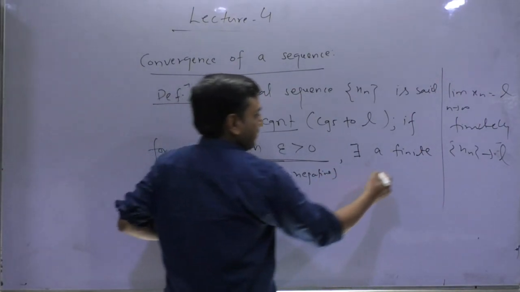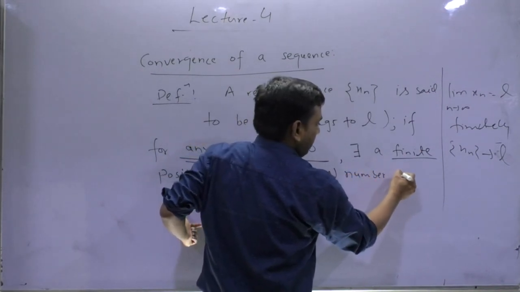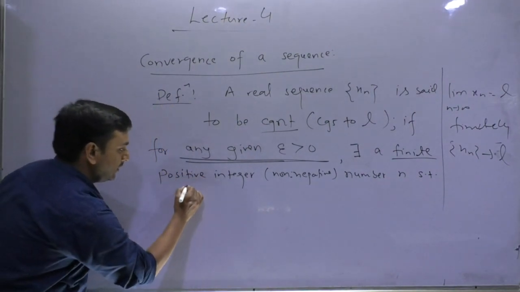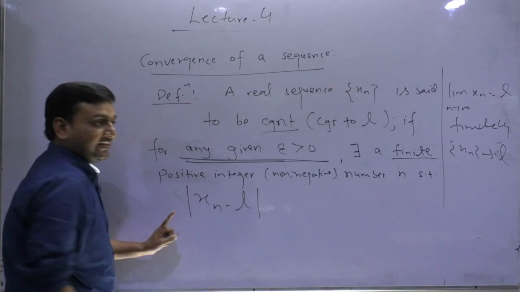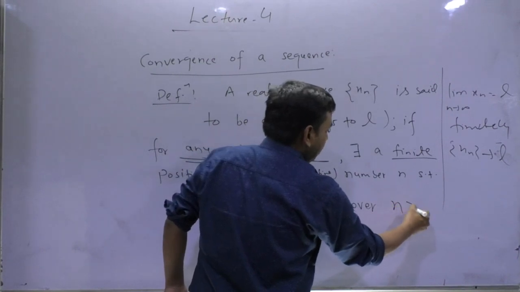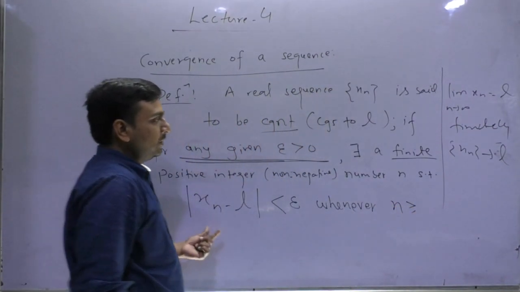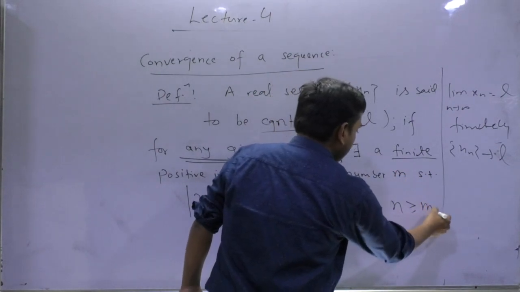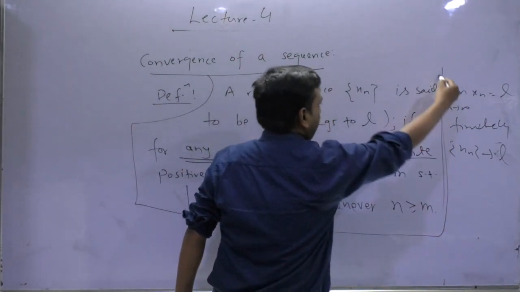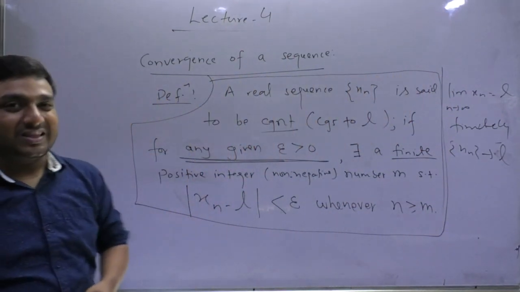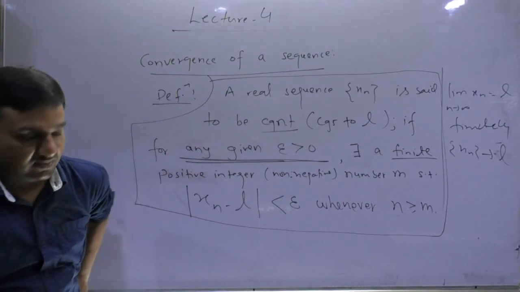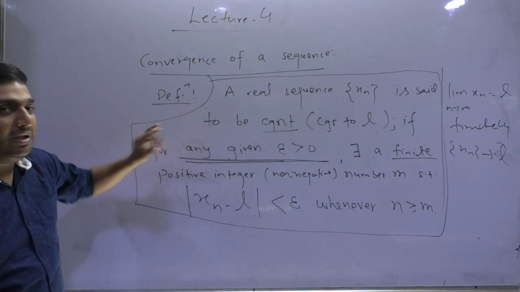So if there exists a finite number N such that, please focus here, modulus of xn minus L is less than epsilon whenever n is greater than N. Now this is the definition. So what we have done is mark up everything else, but ignored the needed thing. So what does this definition mean for you?